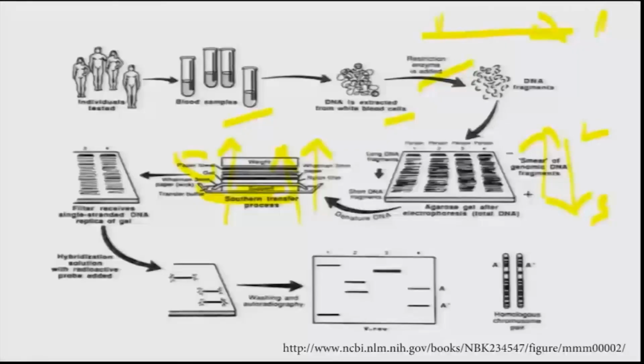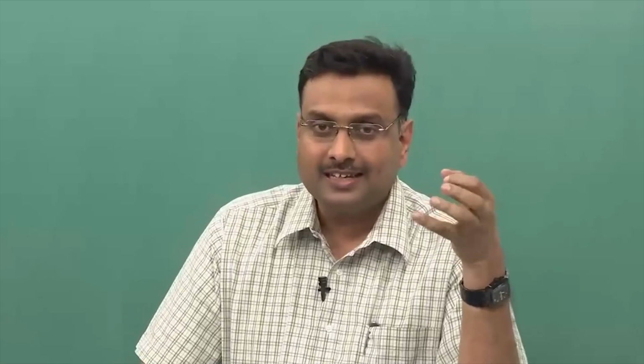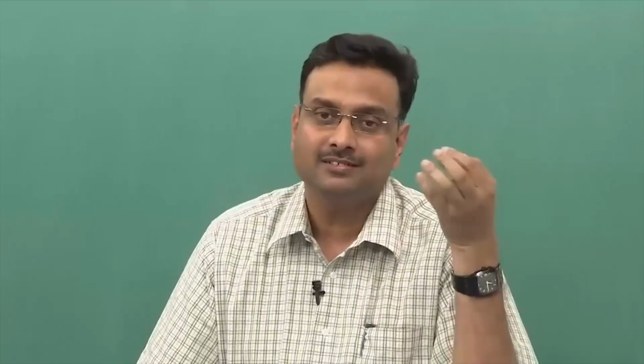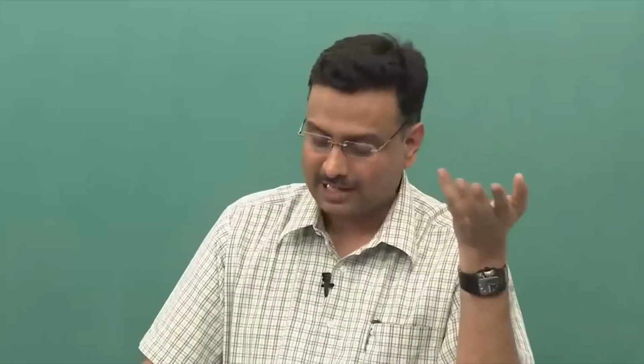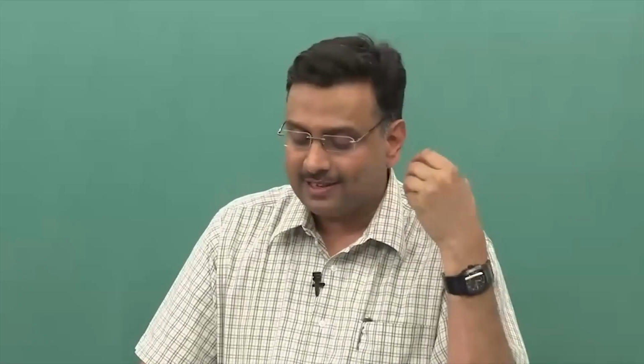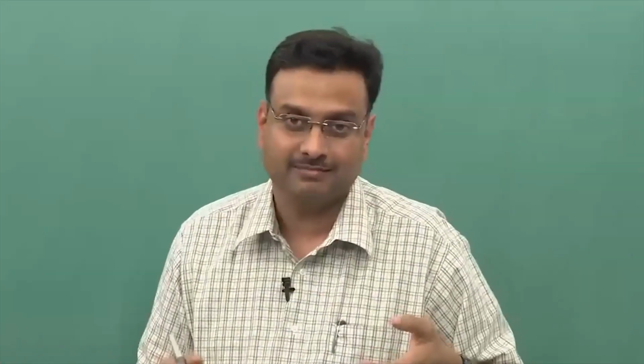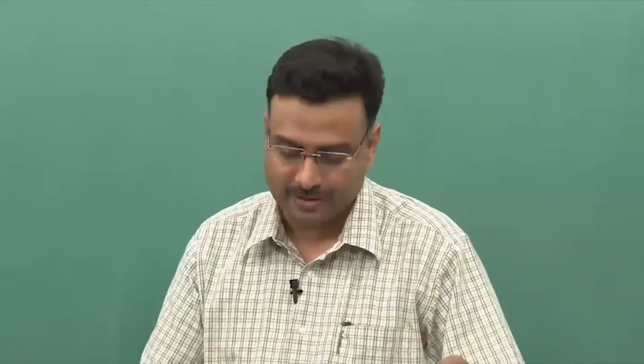Now, you use the repeat as a probe. What is a probe? You take the complementary sequence of the repeat and label it with radioactive isotopes, and then you allow the labeled nucleotide to go and bind to the target. So, where are the targets? These are already size separated. Because they are single stranded, the probe will go and bind to the complementary sequence.